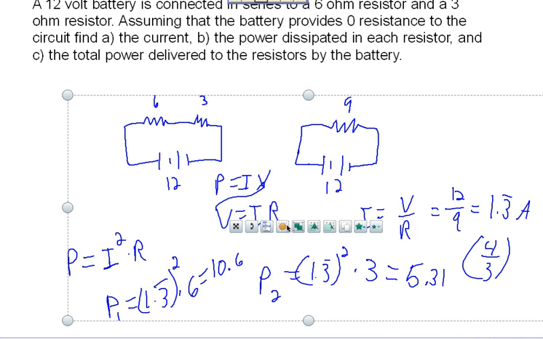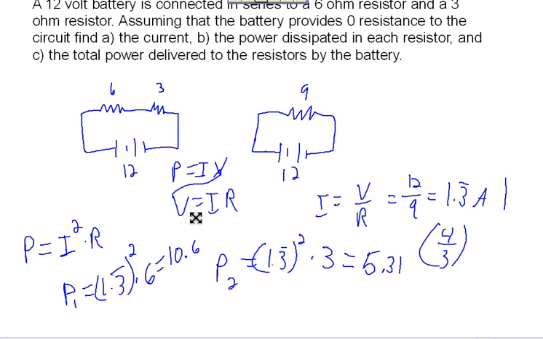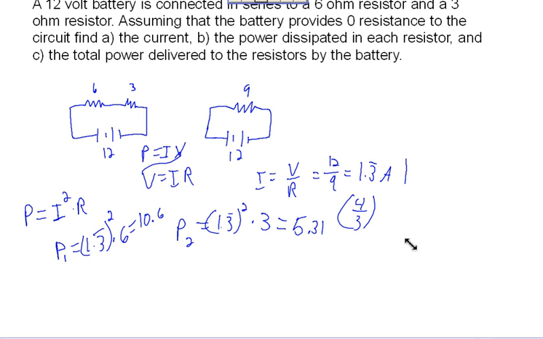So the total power would be P1 plus P2, which comes out to be 15.9, or something close to that.